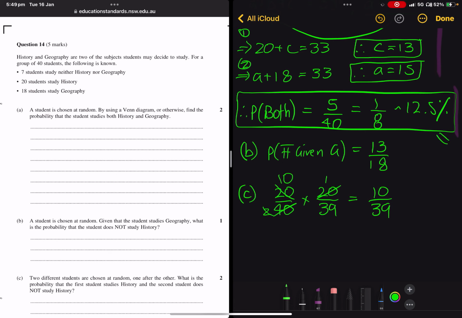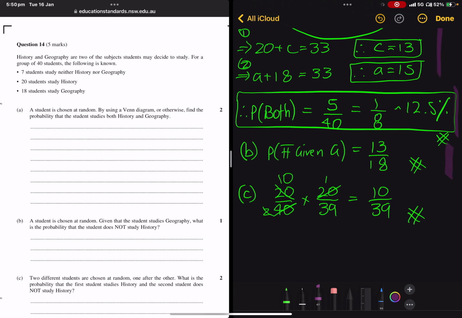So we've got 1 on 8 for part A, 13 on 18 for part B, and 10 on 39 for part C. The marking for part B is just a 1 mark part. You get 1 mark for having the correct answer. The marking for part C is a little bit more complicated. The numbers, the 20 on 40 and the 20 on 39, are really coming out of the Venn diagram. So if you did the Venn diagram well at the start, it will be fairly obvious to the marker where you've gotten these numbers from.